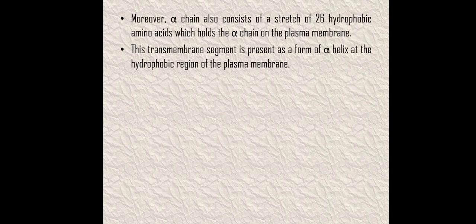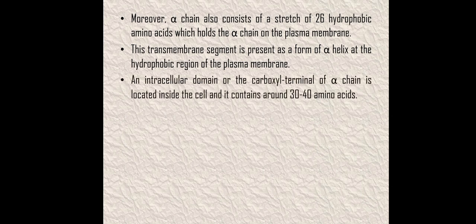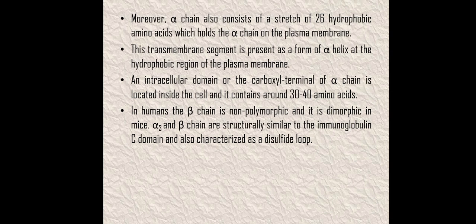Moreover, the alpha chain also consists of a stretch of 26 hydrophobic amino acids which holds the alpha chain in the plasma membrane. This transmembrane segment is present as an alpha helix in the hydrophobic region of the plasma membrane. The intracellular domain, or the carboxy terminal domain of the alpha chain, is located inside the cell, and it contains around 30 to 40 amino acids.